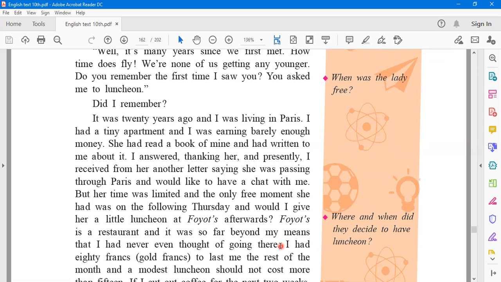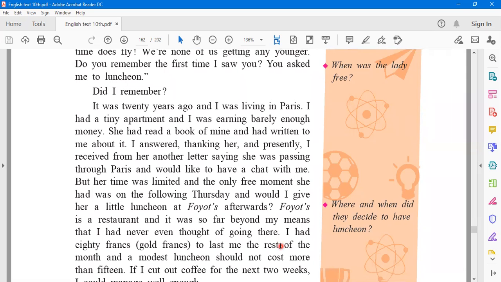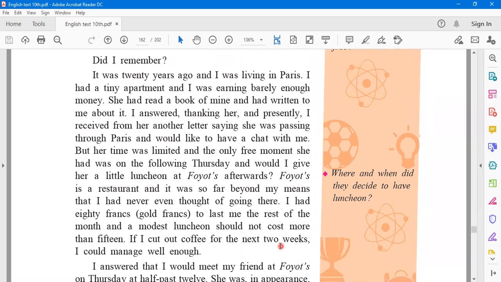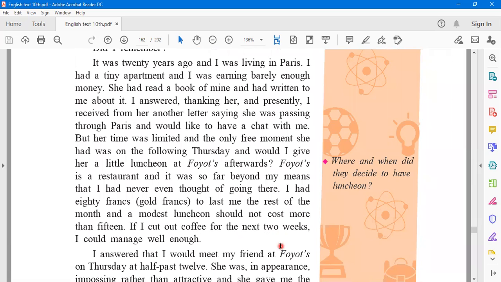This particular restaurant was meant for only the few rich. And so the writer says that it was so far beyond my means, I would not be able to afford, okay, to have a lunch at that particular place. I had never even thought of going there. I had 80 francs. Franc is the unit of currency of France. So I had 80 francs to last me the rest of the month.